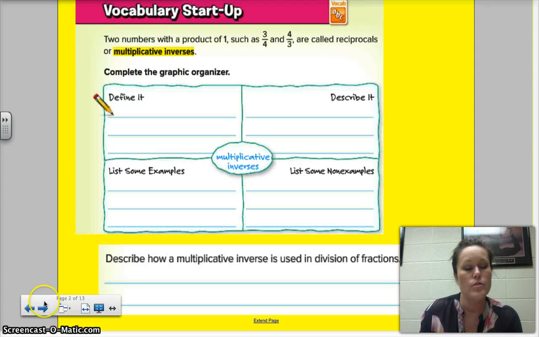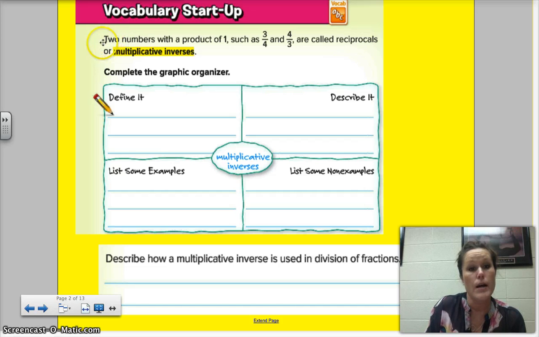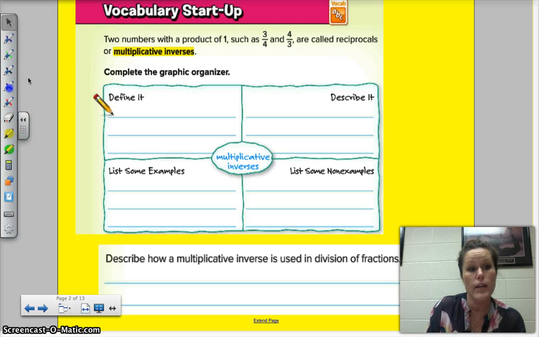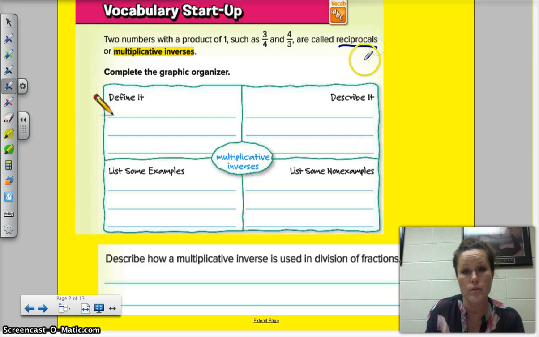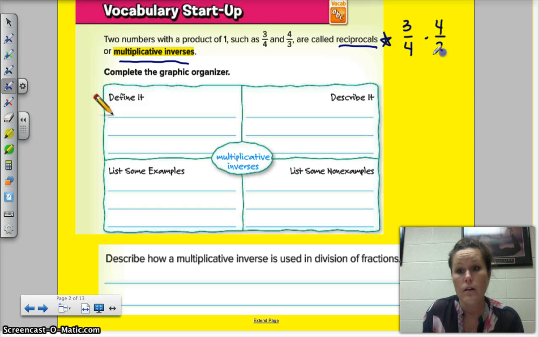All right, so first we're going to talk about a vocabulary word: multiplicative inverse. There are two numbers that have a product of 1, meaning if I multiplied them together, I would get a product of 1. So if you look at 4/3 and 3/4, they are called reciprocals or multiplicative inverses. We will use the word reciprocal a lot. The reason they're called that is because if I multiply them together, I end up with a product of 1. That's an equal sign. 12 divided by 12 is 1.